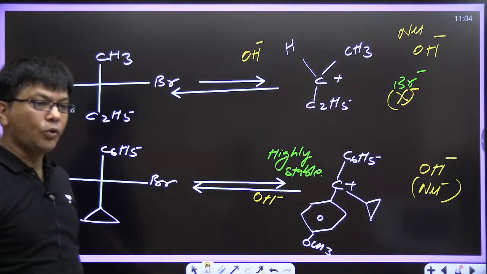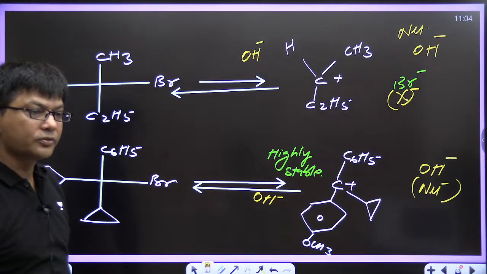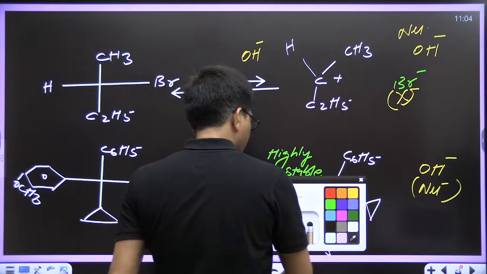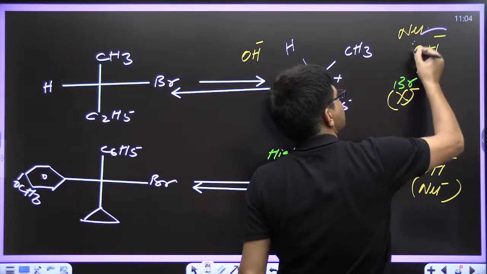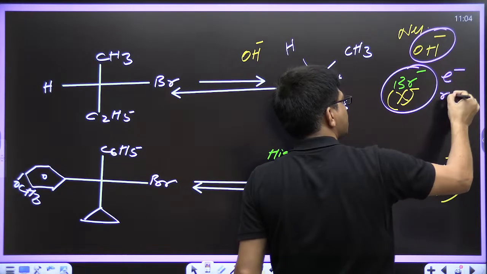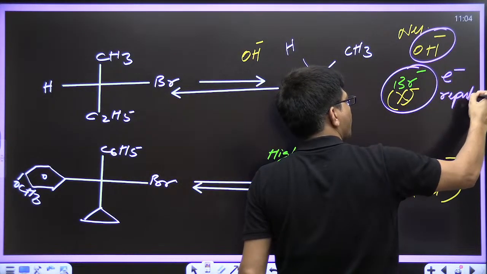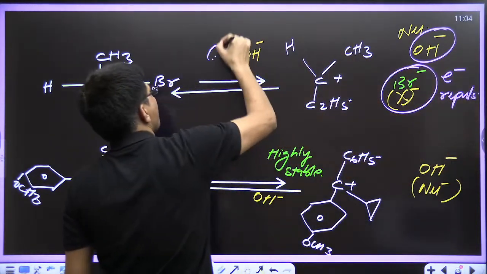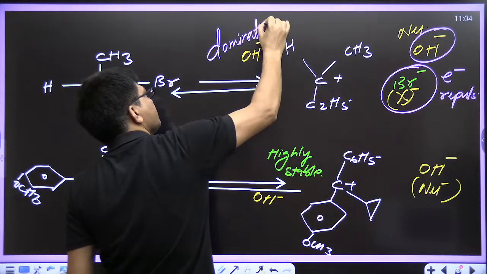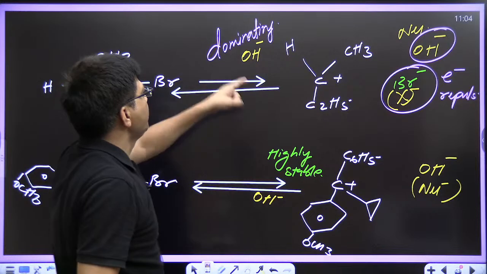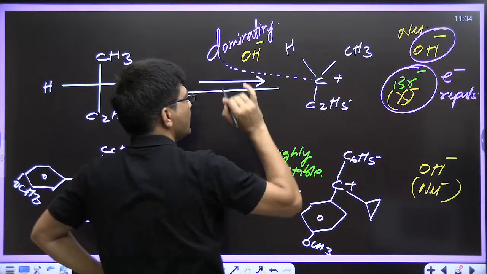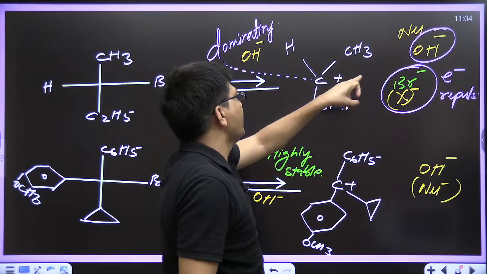The nucleophile has equal opportunity to come from both sides, front side as well as back side. In this case there is repulsion, electronic repulsion. So which attack is going to be dominating over here? Backside attack is dominating. This will be responsible for the major product, and that will be responsible for the minor product.